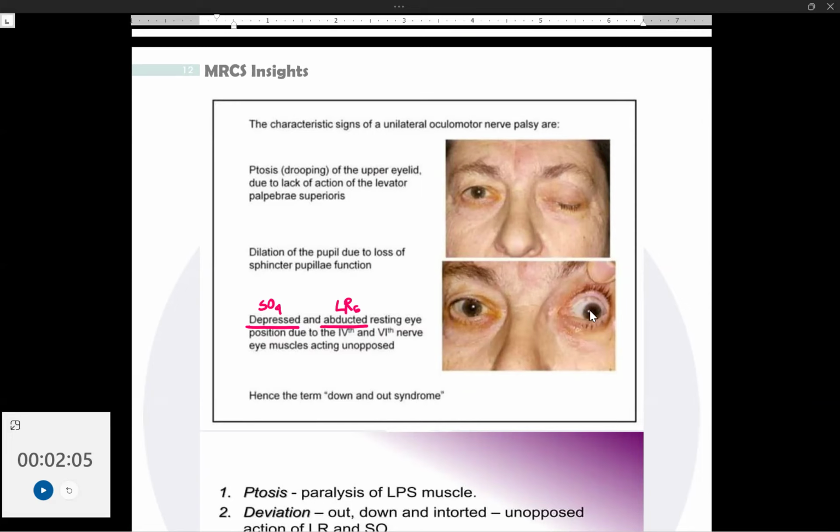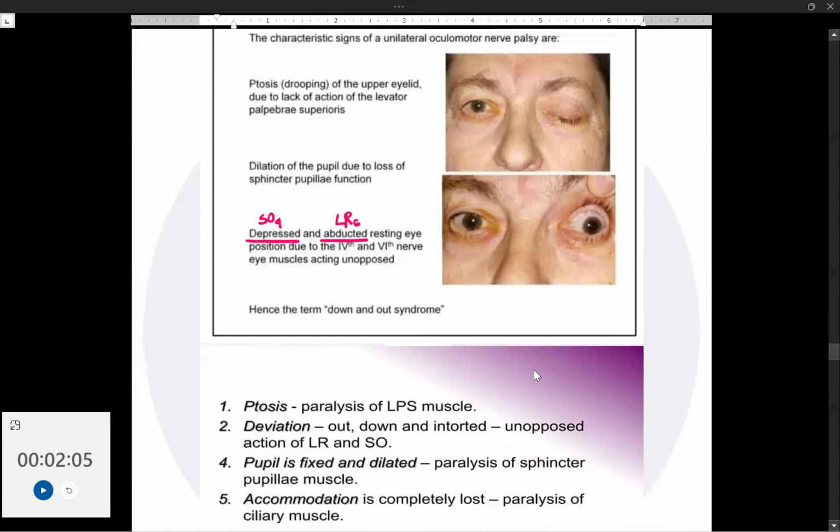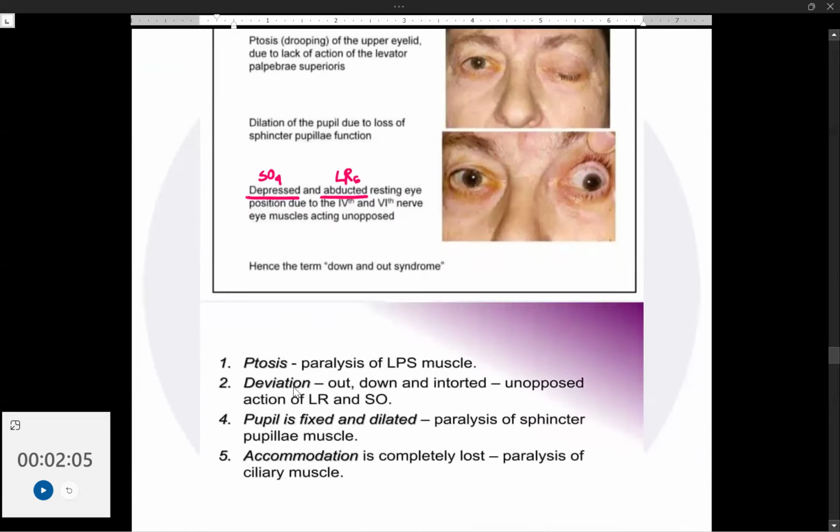So you can see the eyeball is rotated downward. And the lateral rectus, what is its function? Outward movement of the eyeball. So this is called down and out syndrome. These will happen in case of oculomotor nerve palsy: ptosis, and deviation outward and downward due to the unopposed action of lateral rectus and superior oblique. Also the pupil will be fixed and dilated, with loss of accommodation reflex.